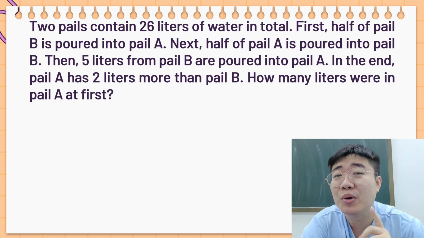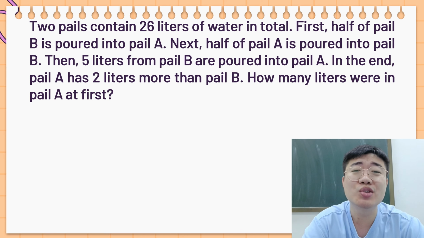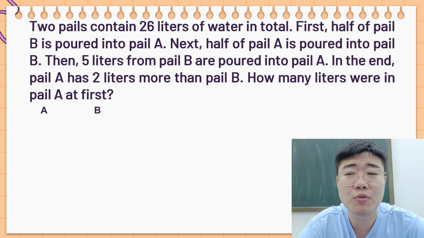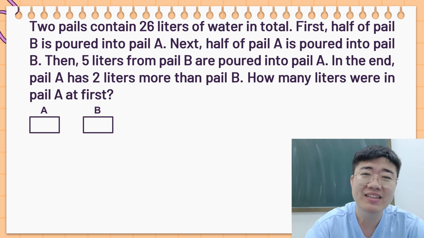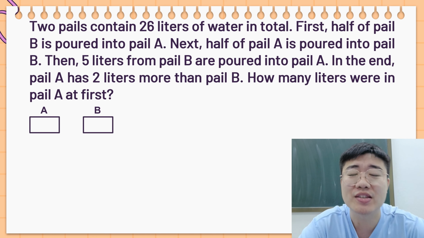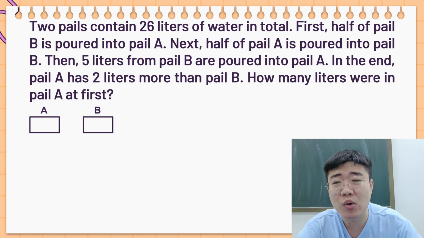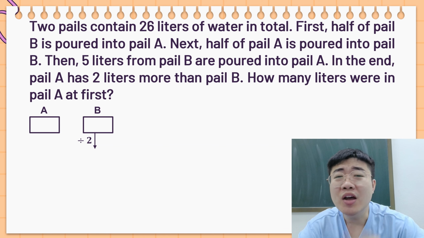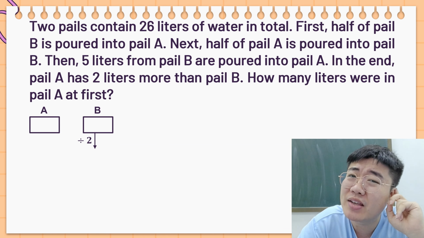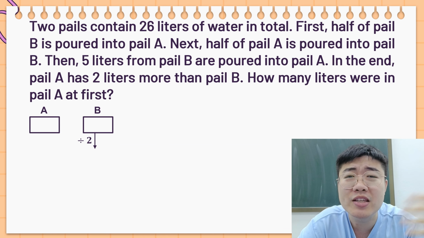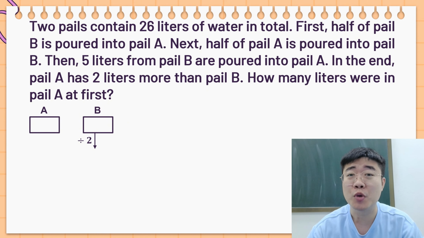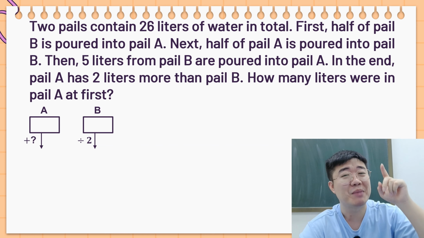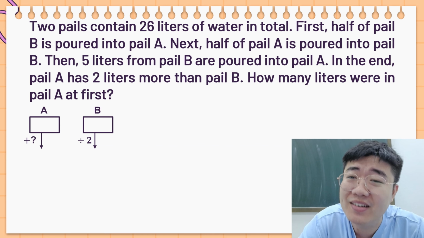But this time take note, because we got 2 quantities, so we are going to draw 2 flow charts, 1 for each of the pail. So pail A and B. At first, number is unknown, so we leave it there first. So half of B was poured into A, so B divided by 2. Now we must be wondering, how about A? Do we know how many liters were added into A? At this moment, we do not know. So let's just write down a plus a question mark. This is the one we have to figure out later on.